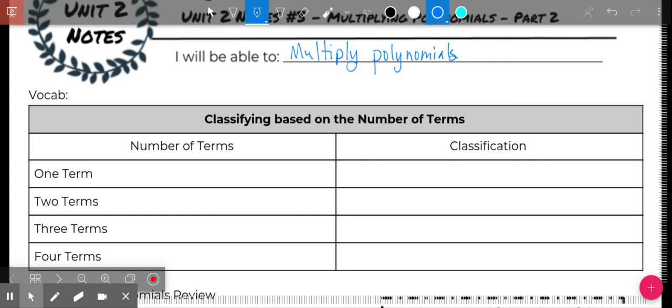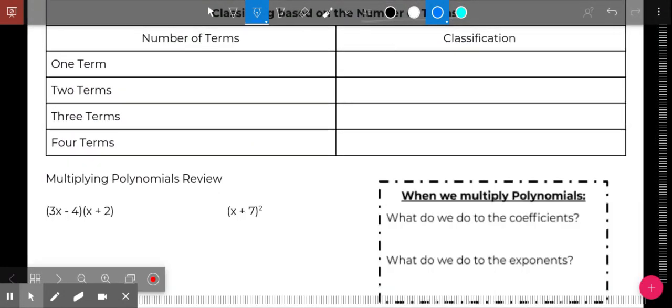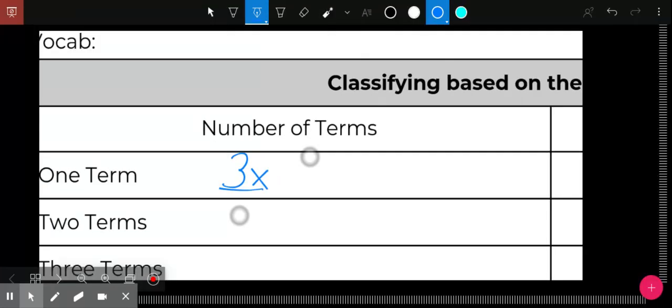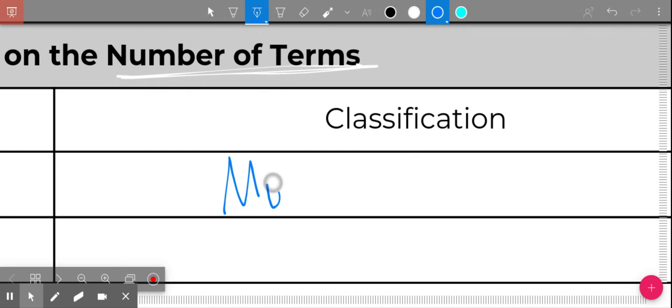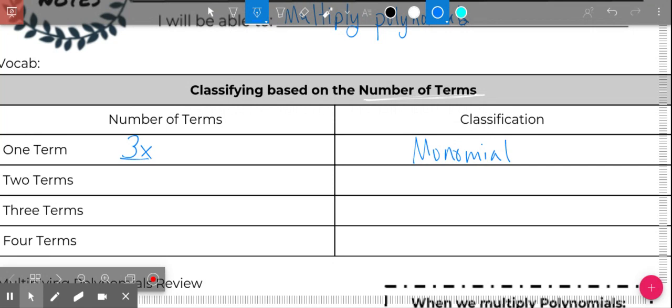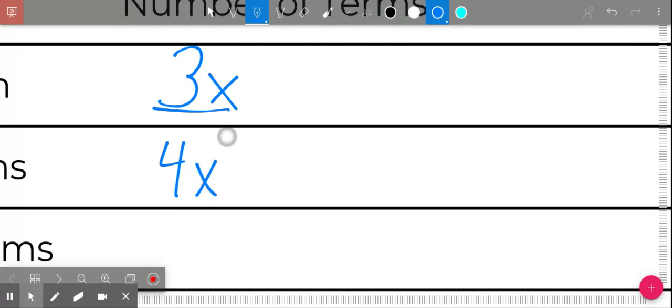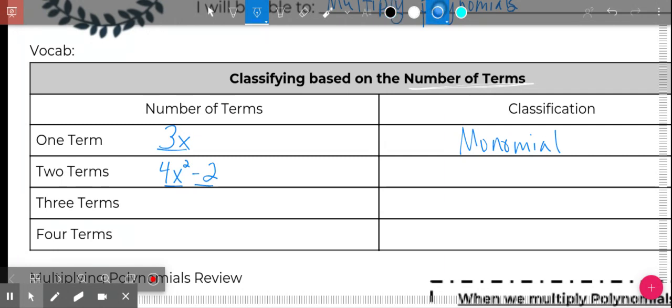Just a different way we can describe our polynomials is by the number of terms. Remember, a term is just a specific piece. If we looked at this, this would be 1, 2 terms right there. If something had one term, just like 3x, one term, one piece, that would be called a monomial. If something had two terms, so 4x squared minus 2, that's 1, 2 terms, that's going to be a binomial.